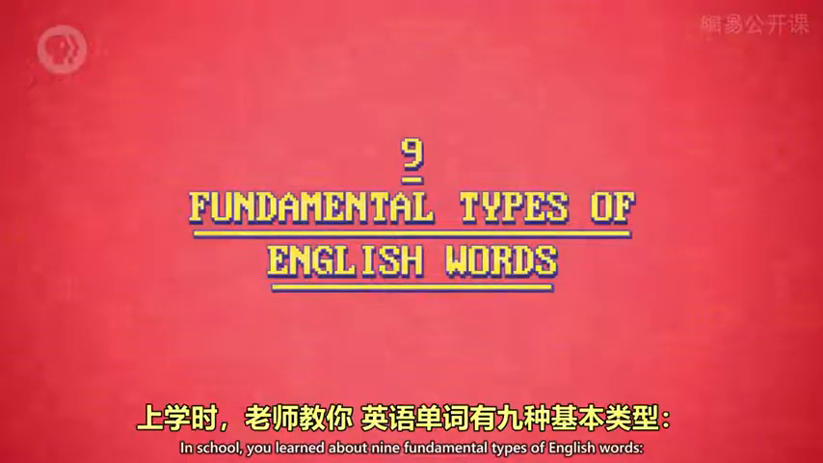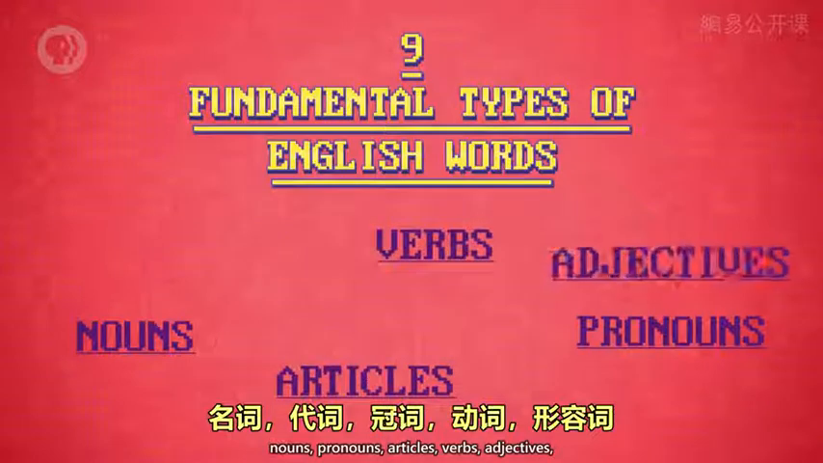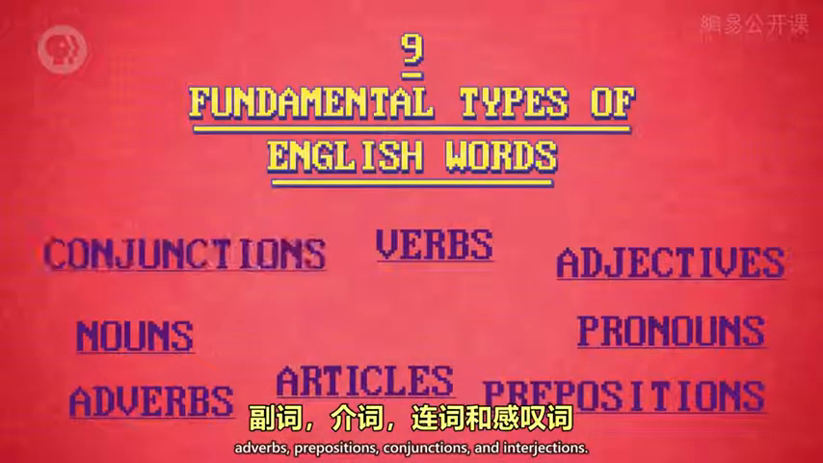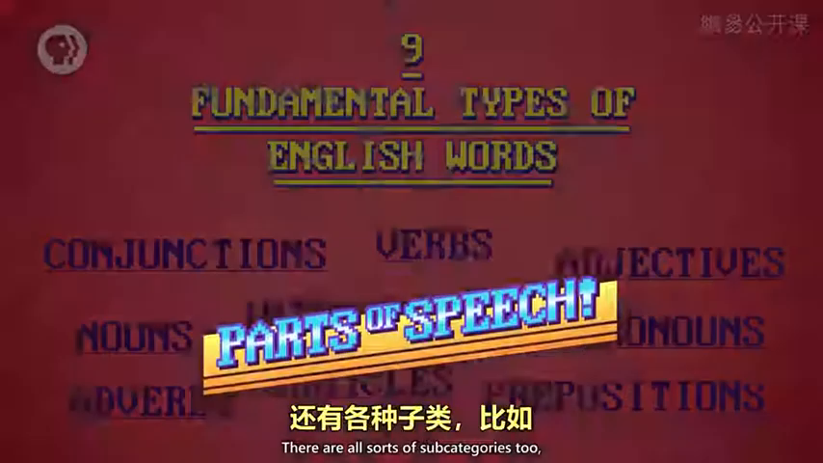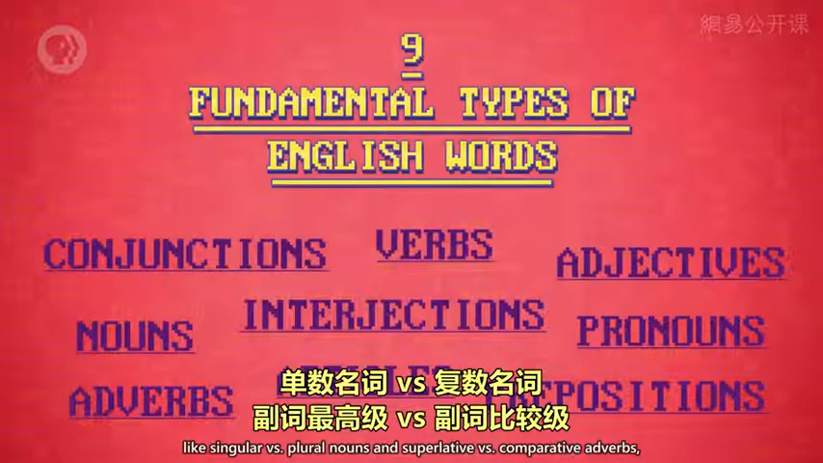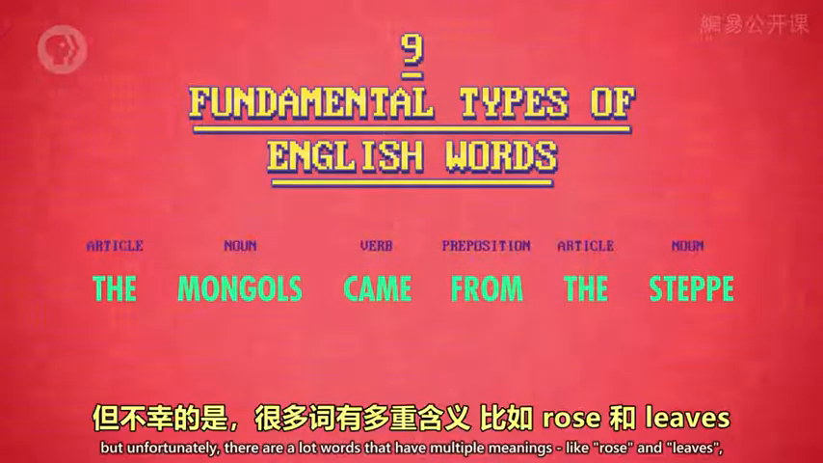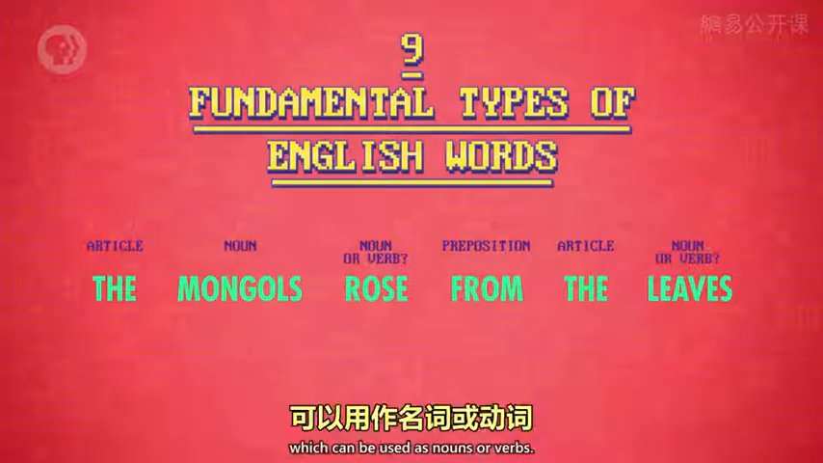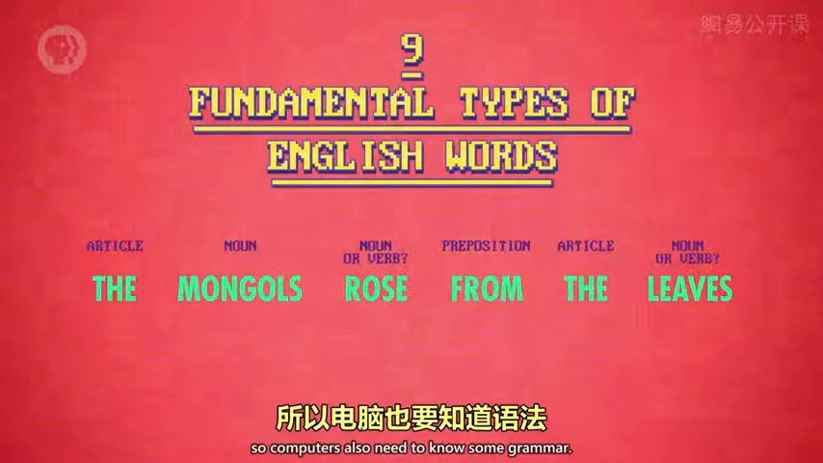In school, you learned about 9 fundamental types of English words: nouns, pronouns, articles, verbs, adjectives, adverbs, prepositions, conjunctions, and interjections. These are all called parts of speech. There are all sorts of subcategories too, like singular versus plural nouns and superlative versus comparative adverbs, but we're not going to get into that. Knowing a word's type is definitely useful, but unfortunately there are a lot of words that have multiple meanings, like rose and leaves, which can be used as nouns or verbs. A digital dictionary alone isn't enough to resolve this ambiguity, so computers also need to know some grammar.